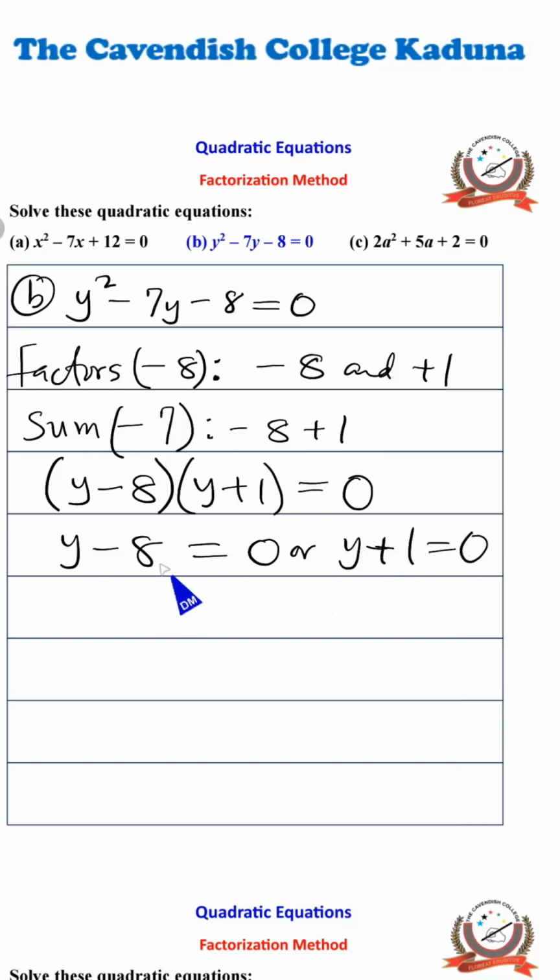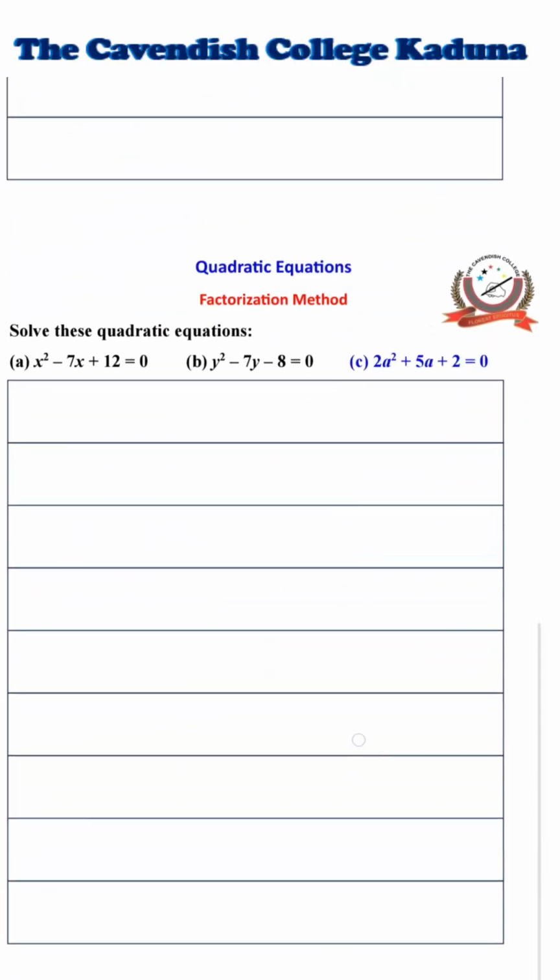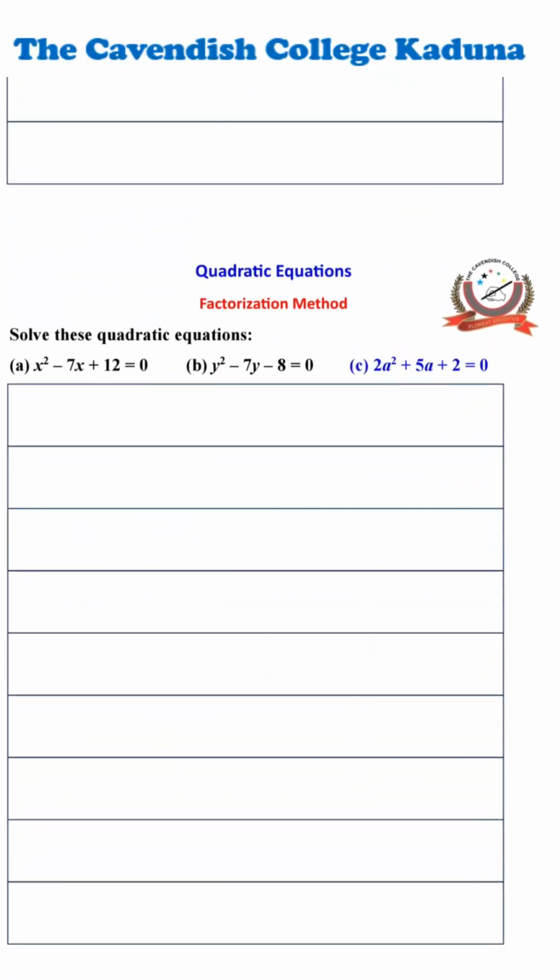So from here, we take the minus 8 to the right hand side, y is equal to 8, or we take the plus 1 to the right hand side, y is equal to negative 1. And that's all for part B of the problem. We go to C. For the C part of the problem, we have 2a squared plus 5a plus 2 is equal to 0.